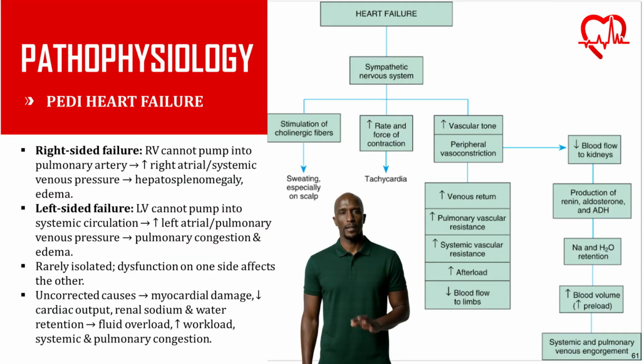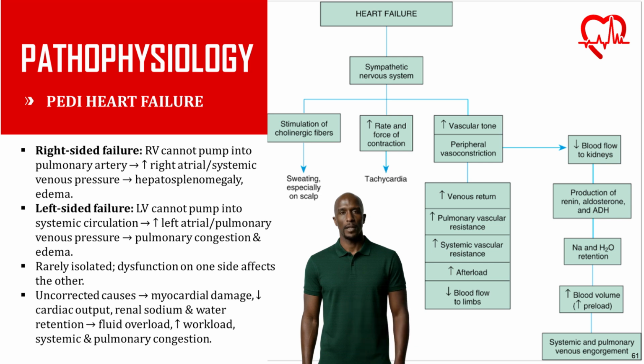In right-sided failure, the right ventricle can't pump blood into the pulmonary artery. This causes increased venous pressure, leading to hepatosplenomegaly and peripheral edema. In left-sided failure, the left ventricle can't pump blood into the systemic circulation, causing blood to back up into the lungs, leading to pulmonary congestion and edema.